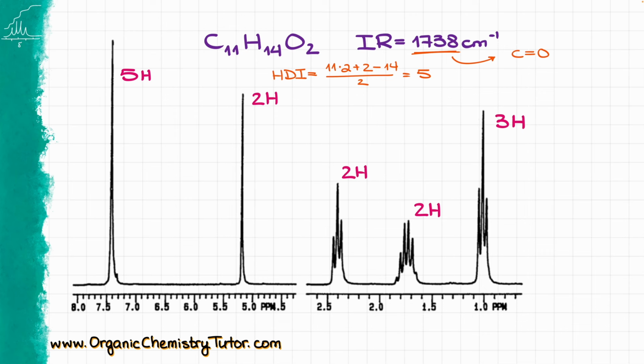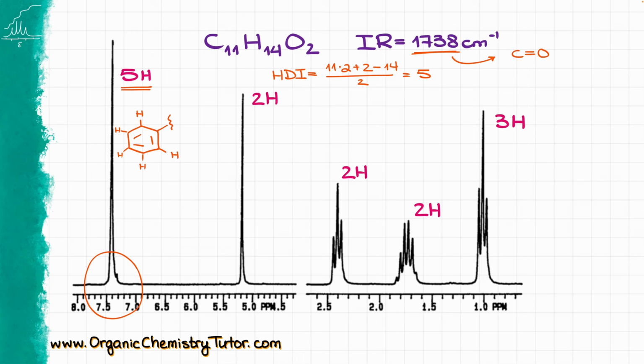Looking at my spectrum, I see this signal at around 7.5, which is 5 hydrogens. So we have 5 hydrogens on the aromatic ring, which means that the only way this aromatic ring can be is if we have one substituent and the rest are our hydrogens. So we have hydrogen number 1, 2, 3, 4, and 5 like this.